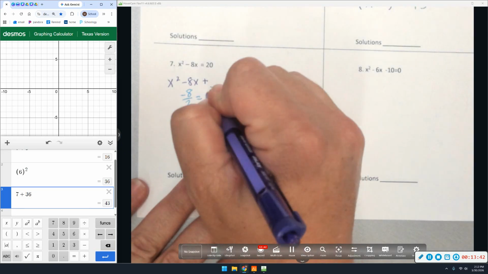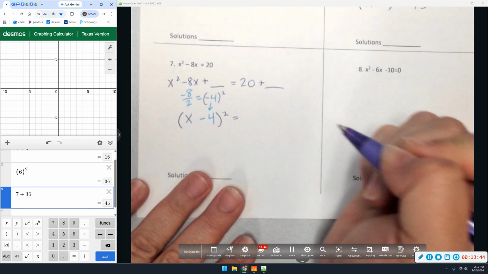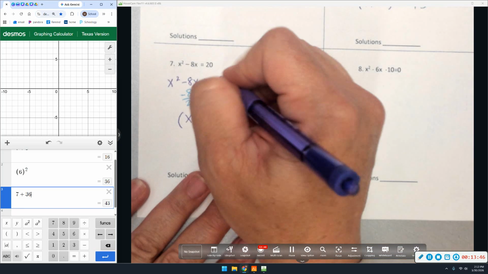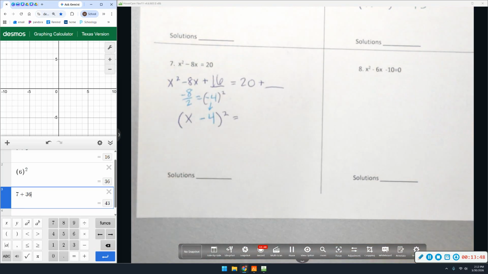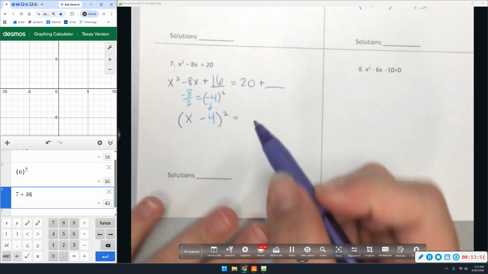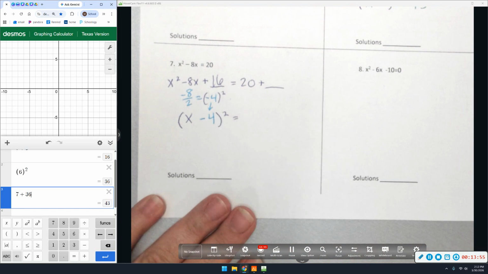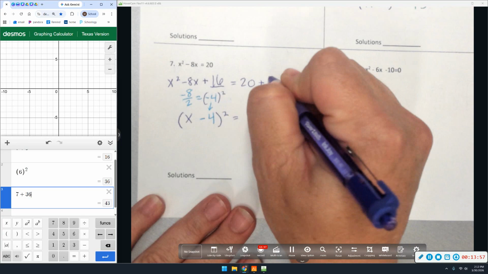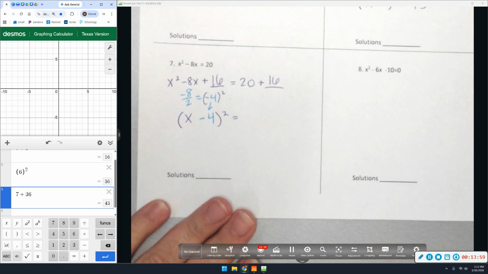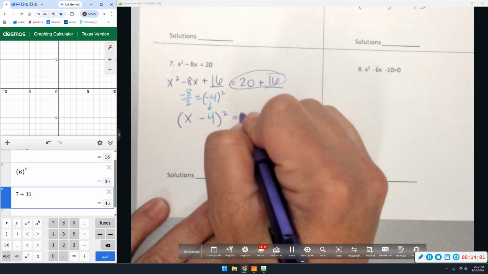Now we square it. What's negative 4 squared? Not negative. Positive 16. Because 2 negatives make a positive. That's why. So it doesn't matter. No matter what, when you square it, it's going to be plus. That's why we put plus blank plus blank. And what I do to one side, I have to do to the other. And then we add it, and that gives us 36. Good job.